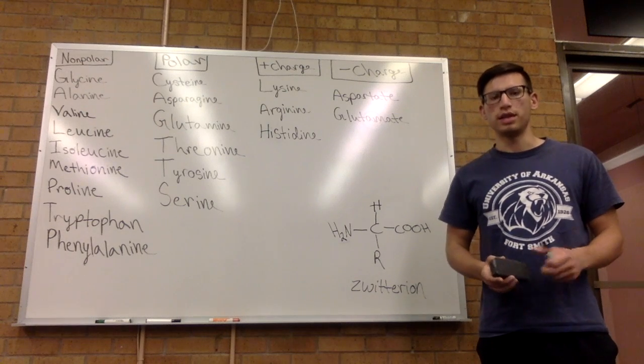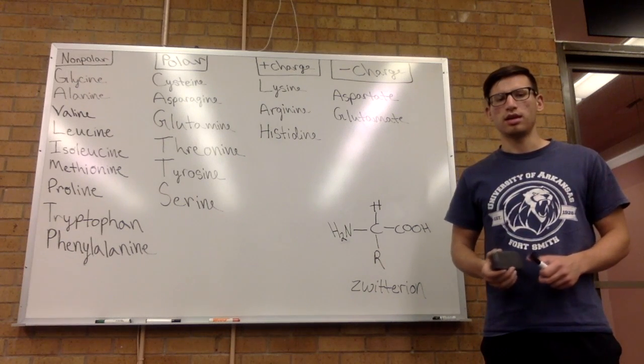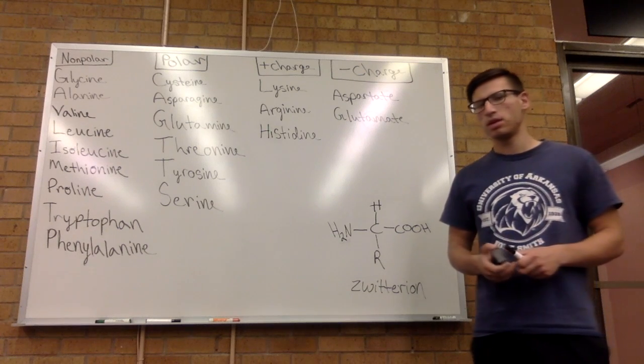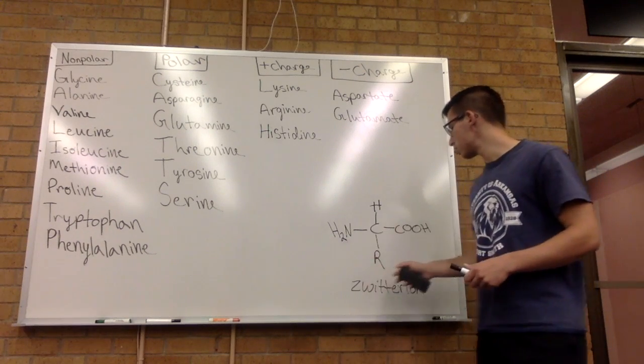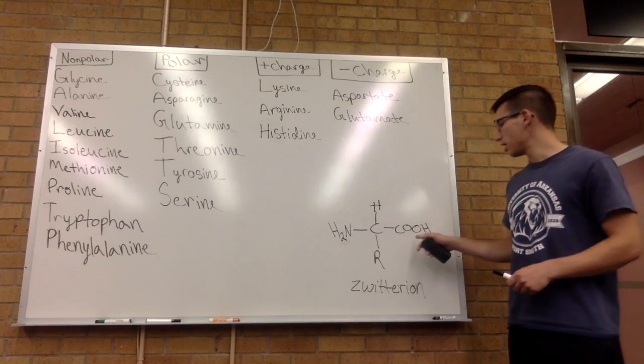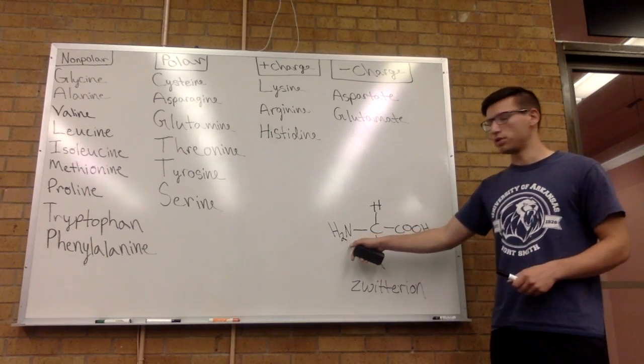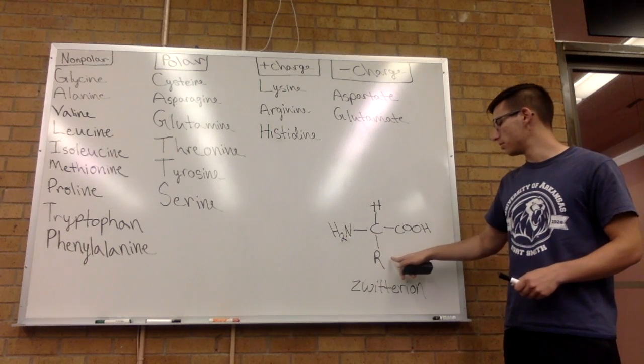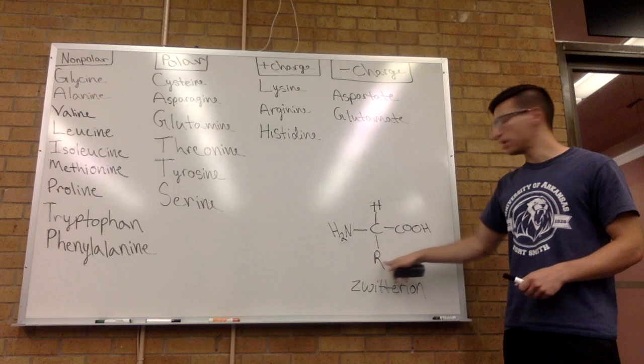So I'm going to show you how to name amino acids and how to put them in a category and organize them as a means of learning them better. So this is the basic structure of an amino acid. It has a carboxylic acid and an amine group on the end. In addition to that, there's also a hydrogen atom and an R group.